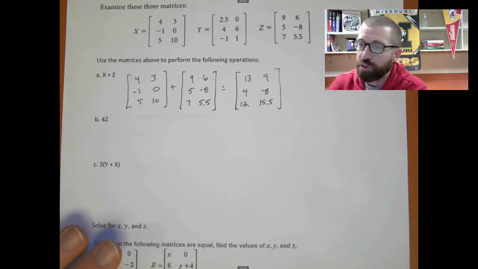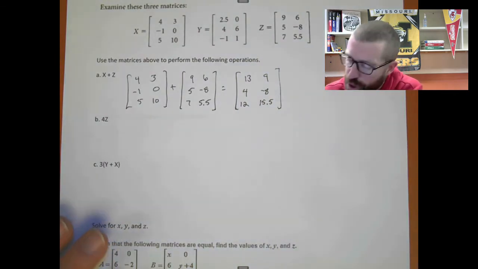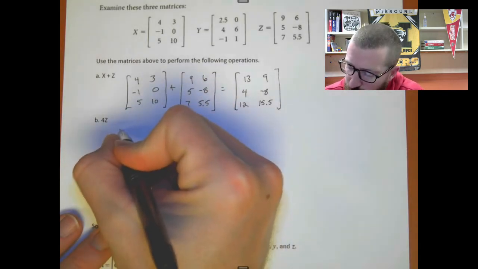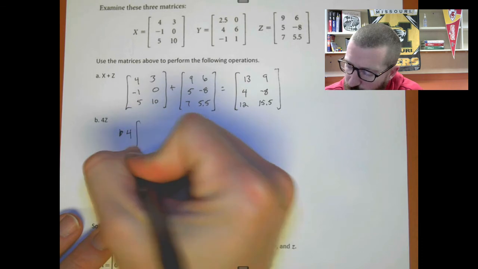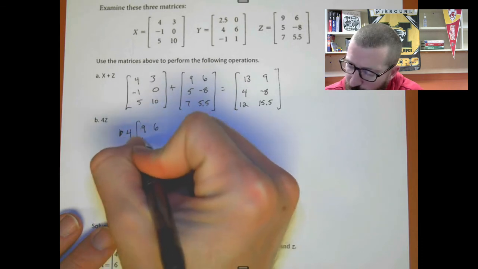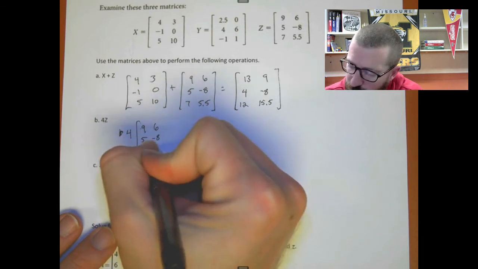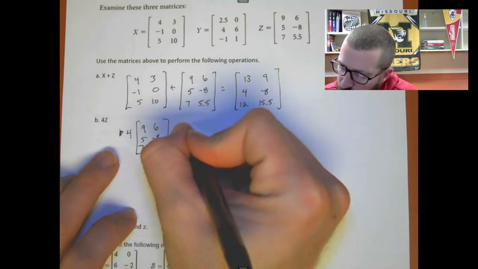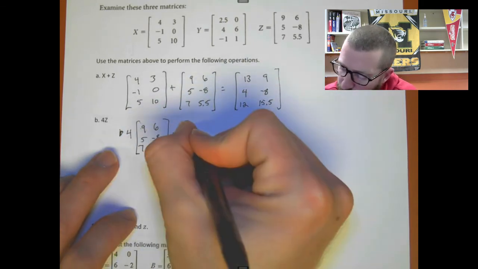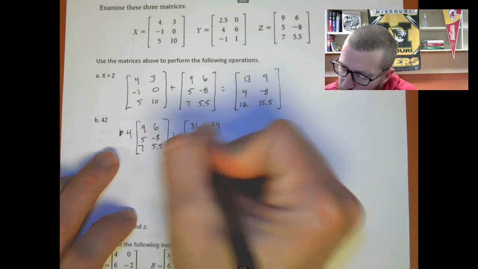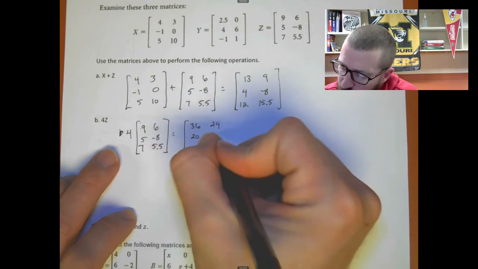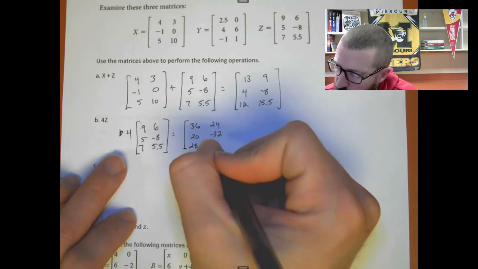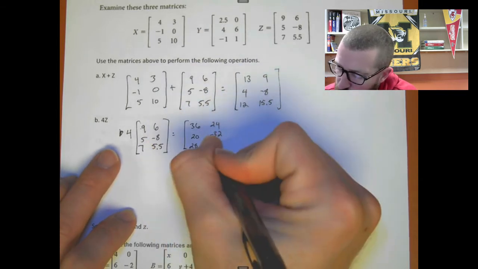It doesn't matter. 4 times z. 4 times z is just multiplying each of these numbers by 4. So 4z is just scalar multiplication with the 4 out front. So that is 4 times 9 is 36, and then 24, 20, negative 32, 28, and that would be 22.